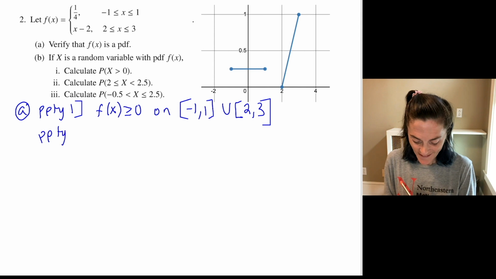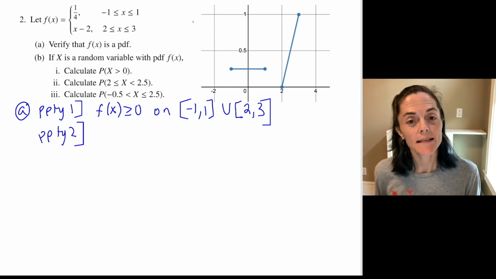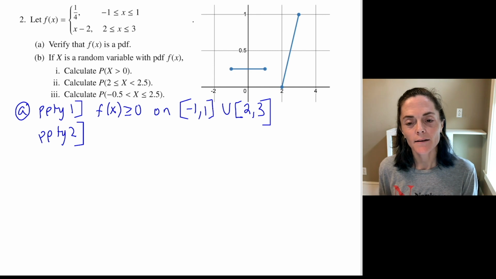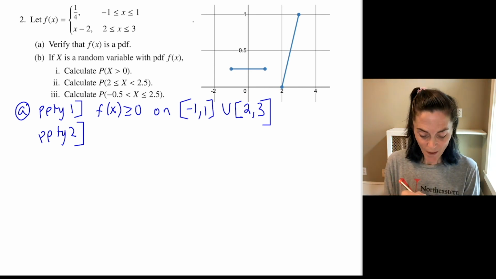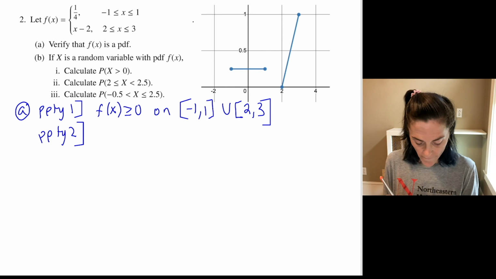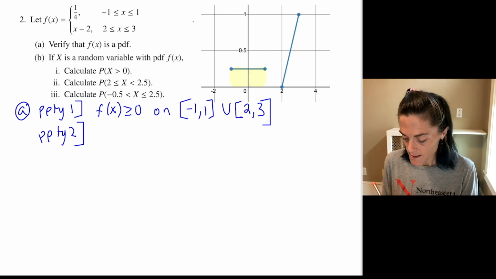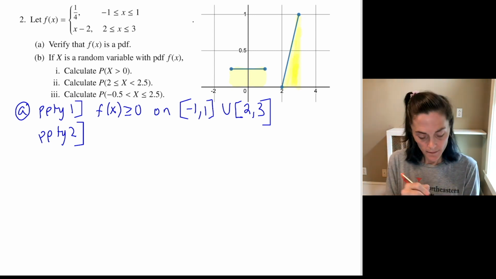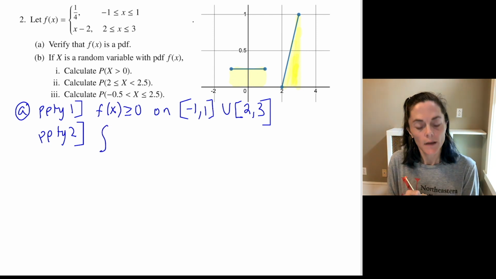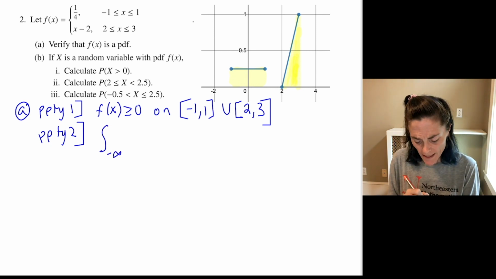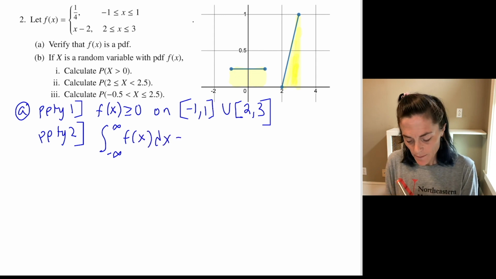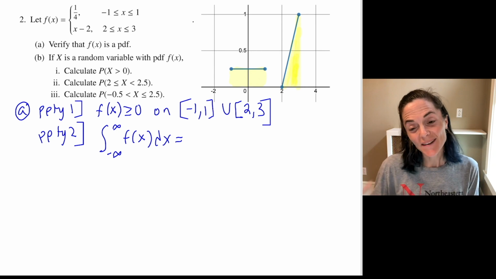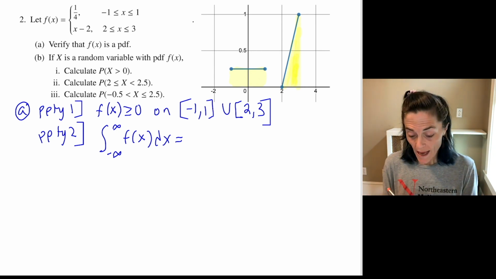Property 2, well, this says something about area. I'm not going to integrate it all in this question, in fact. So what we want for property 2, we want this area plus this area to be 1, the integral. Well, I could write it this way, minus infinity to infinity of f of x dx. But really, I'm just going to use geometry to calculate area. Okay, we have this first one.